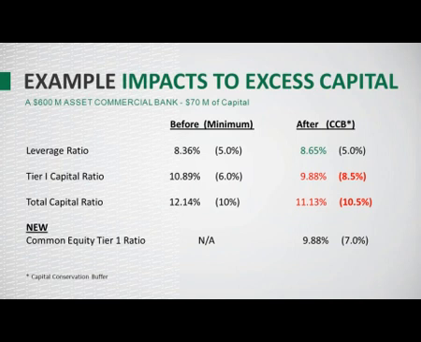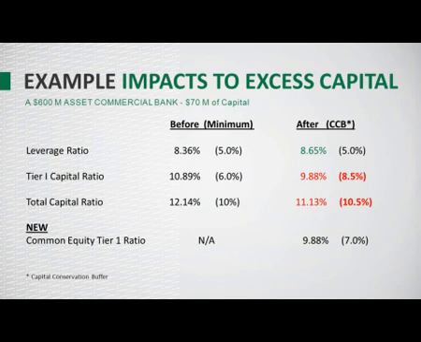Under current guidelines, this bank has a leverage ratio of 8.36%, and current guidelines suggest that number should be above 5%. Tier 1 capital for this bank is 10.89%, and guidelines call for it to be 6% or higher. And the total capital ratio is 12.14%, with guidelines suggesting that number needs to be 10% or higher. So under all three of the prior existing capital measures, this bank has a very comfortable cushion of what we'll call excess capital.